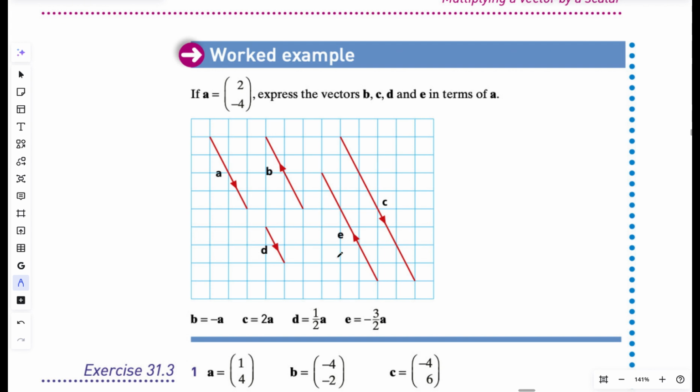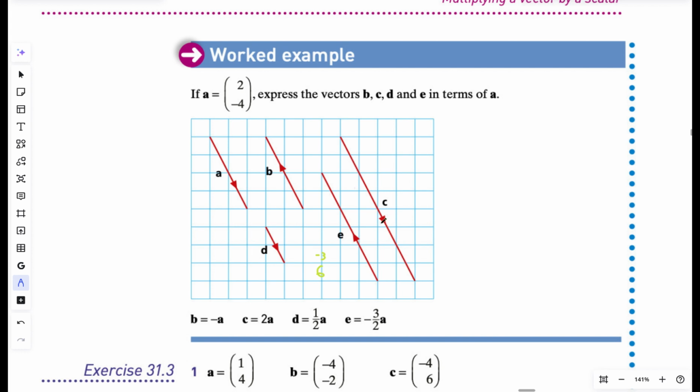So this one we have -3 and 6, which means it's like 3/2 of A. That's 1.5 of A, 3/2 of A. Of minus A, because it's going opposite A. Okay, this one is going the same direction as A.